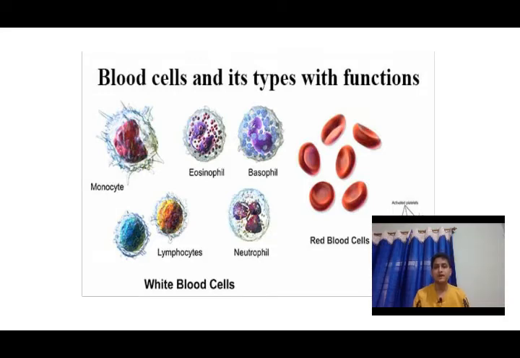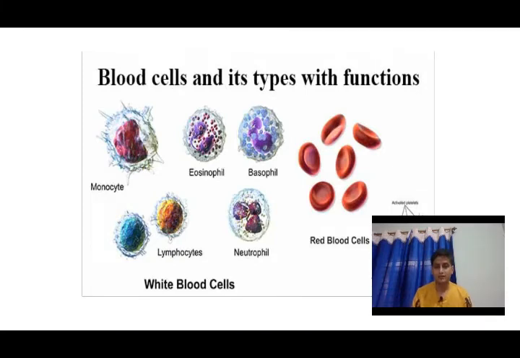RBCs or erythrocytes are mainly involved in transporting nutrients and oxygen to different parts of the body, and they are also required to expel waste materials from different parts to outside the body. WBCs or leukocytes have 5 types of cells. They are mainly involved in providing immunity to our body. They perform a function called phagocytosis. Platelets or thrombocytes are useful in clotting of blood.